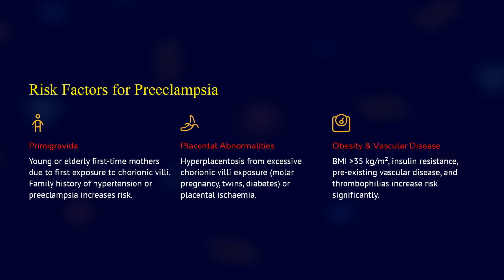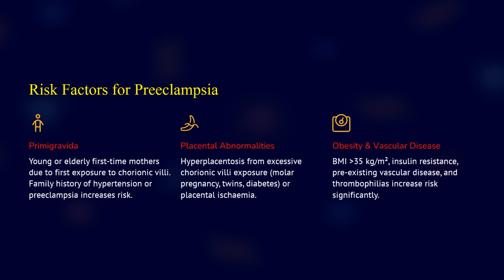The first one is the primary gravida. We also saw in incidence that the primary gravida incidence was 10%, and with multigravida it was 5%, right? So the young or the elderly first time mother are at a high risk, and this is because of the first exposure to the chorionic villi. And number two, if the person has any family history of hypertension, they are also at risk of preeclampsia or hypertension disorder in pregnancy.